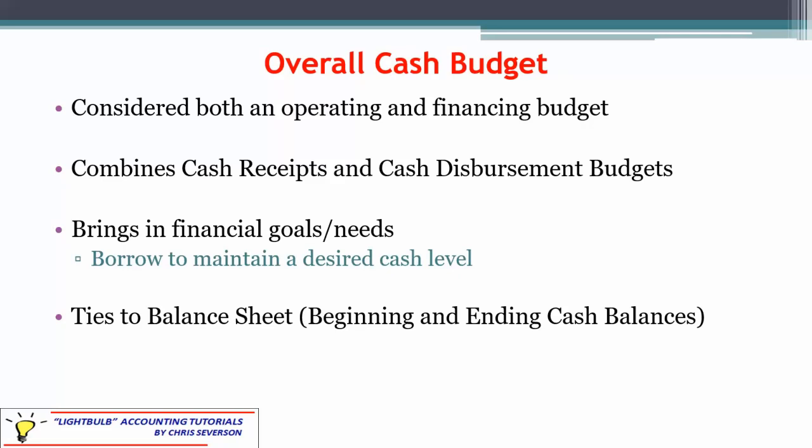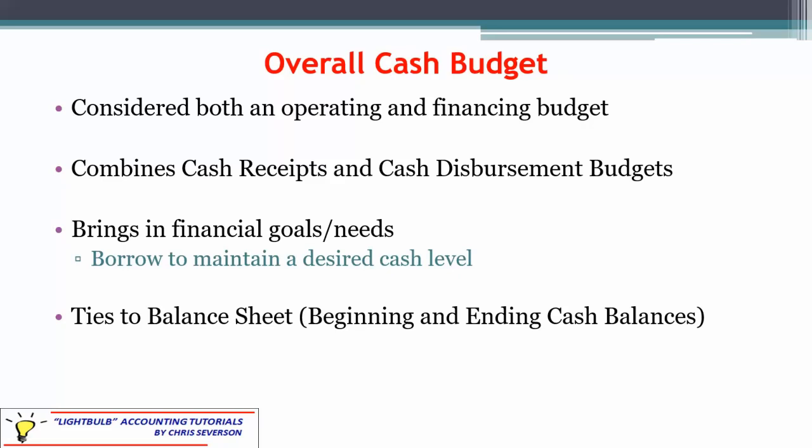Now, the cash budget itself is considered an operating and a financing budget. Of course, it's more on the financing side, but every budget we've talked about up to this point has been the operating type budget. Now we're shifting gears into the financing budgets.